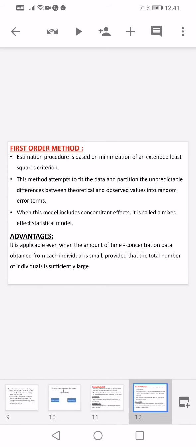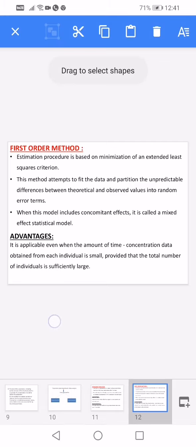And in the first order method, the estimation procedure is based on minimization of an extended least squares criteria. This method attempts to fit the data and partition the unpredictable differences between the theoretical and observed values into random error terms. When this model includes concomitant effect, it is a mixed effect statistical model. So in the first order model we are going to take the random error terms; we are not going to concentrate on the fixed factors, that is your age and weight. Purely we are going to take only the inter- and intra-subject variations.